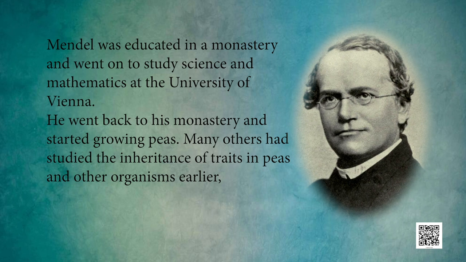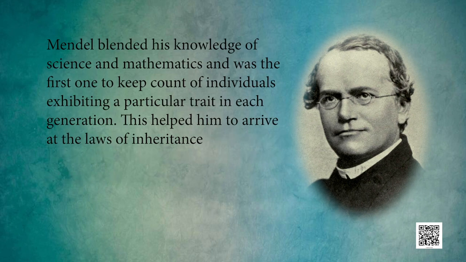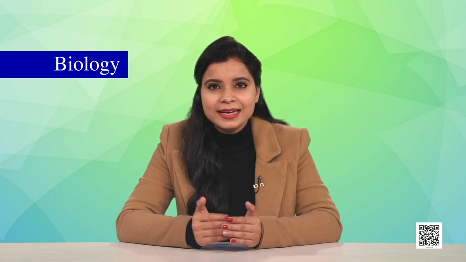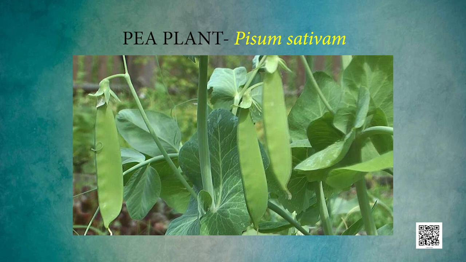Many others had studied the inheritance of traits in peas and other organisms earlier, but Mendel blended his knowledge of science and mathematics and was the first one to keep count of individuals exhibiting a particular trait in each generation. This helped him to arrive at the laws of inheritance that we discussed in the main text. He studied pea plants, whose scientific name is Pisum sativum.